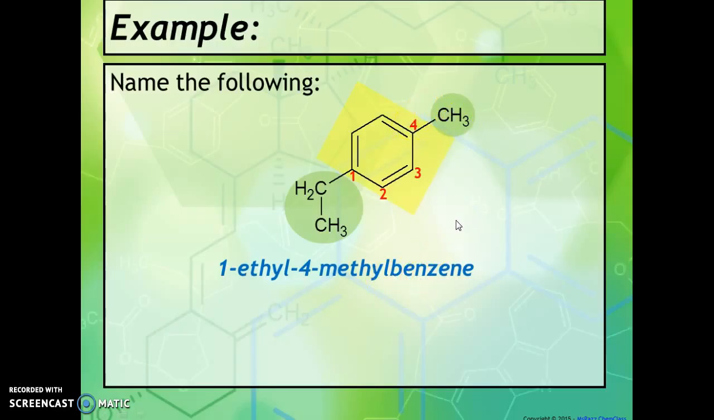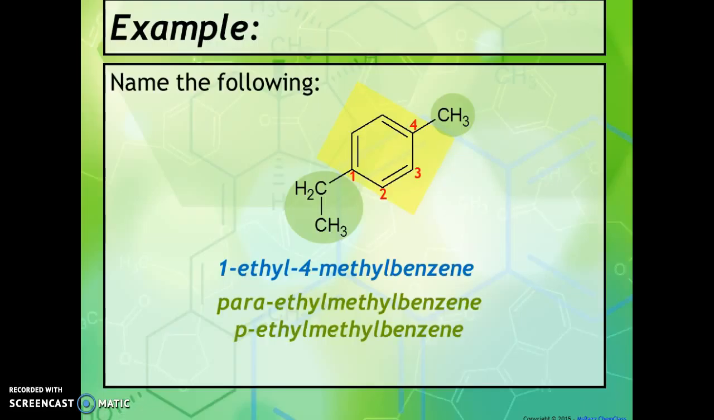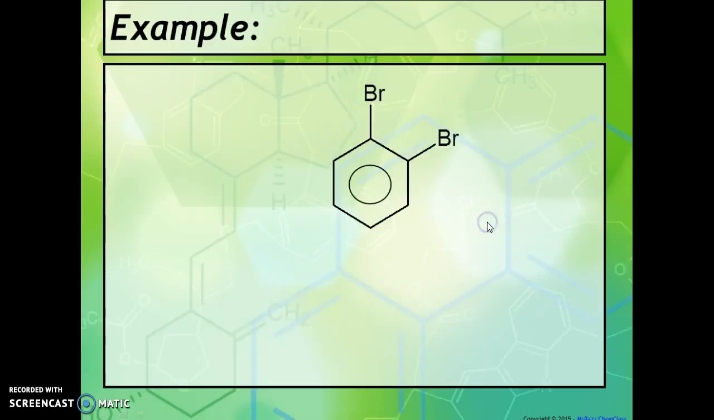Or we could have named it para-ethyl-methyl-benzene because para means 1 and 4. Or for short, we can say p-ethyl-methyl-benzene. Sounds crazy either way, but the first one is probably the most accurate way to name it and the most common. Okay, so what about this guy?